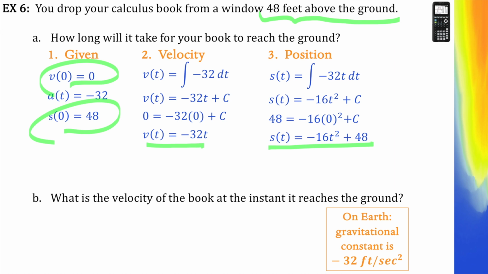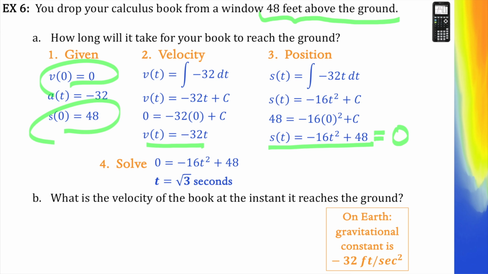Now, what were we even asked at the beginning? How long will it take for your book to reach the ground? Okay, so that's when position equals 0. That's the ground. So we can solve for 0 with that position function, and we get t equals square root of 3 seconds. That's pretty quick, I think.